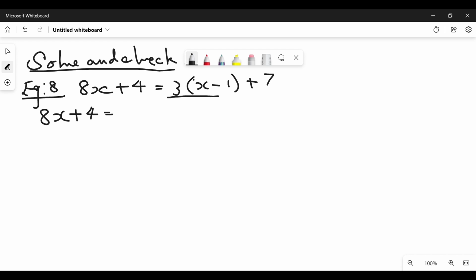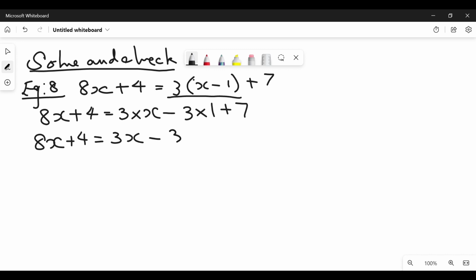On the left hand side there is nothing to simplify, so just keep it as such. But on the right hand side, you open the bracket. How are you going to open the bracket? You multiply each and every term inside the bracket by 3. 3 times x is 3x, minus 3 times 1 is 3, plus 7. So 8x plus 4 equals 3x minus 3 plus 7, and minus 3 plus 7 is plus 4.